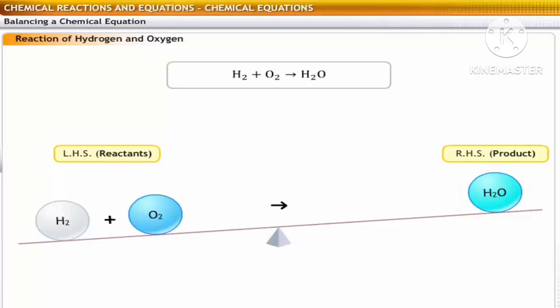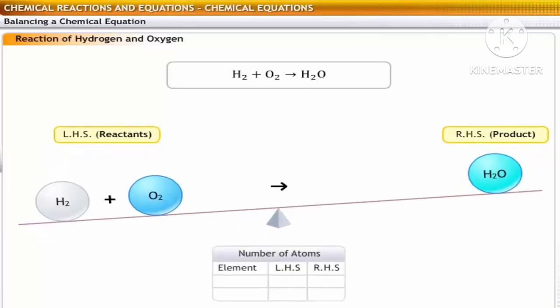In the second step, you need to count the number of atoms of each type. You'll notice that hydrogen has 2 atoms on the reactant side and 2 atoms on the product side. But oxygen has 2 atoms on the reactant side and only 1 atom on the product side. So there is 1 oxygen atom less on the product side. According to the law of conservation of mass, the number of atoms on the reactants and product side should be the same.